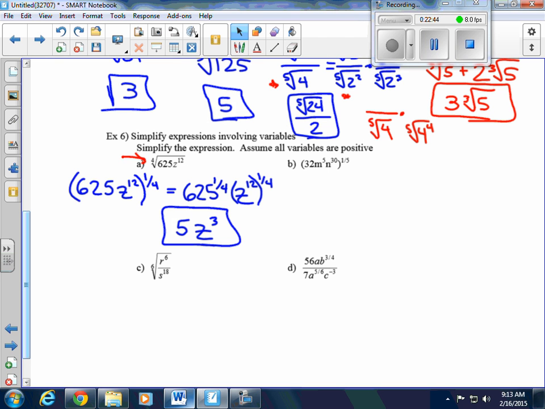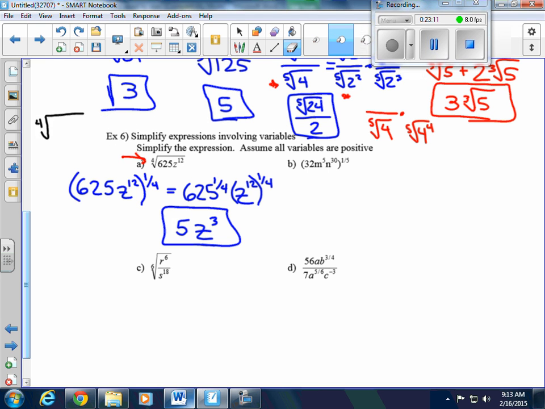Now, the other way to do this problem is just to leave them in radical form. And some of you will like that much better. And here's how you would do that. I'm going to write 2 radicals, and I'm going to put everything in the first one that has a 4th root, and leave everything in the last one that doesn't. Well, in this case, everything does have a 4th root, so we won't need this one.